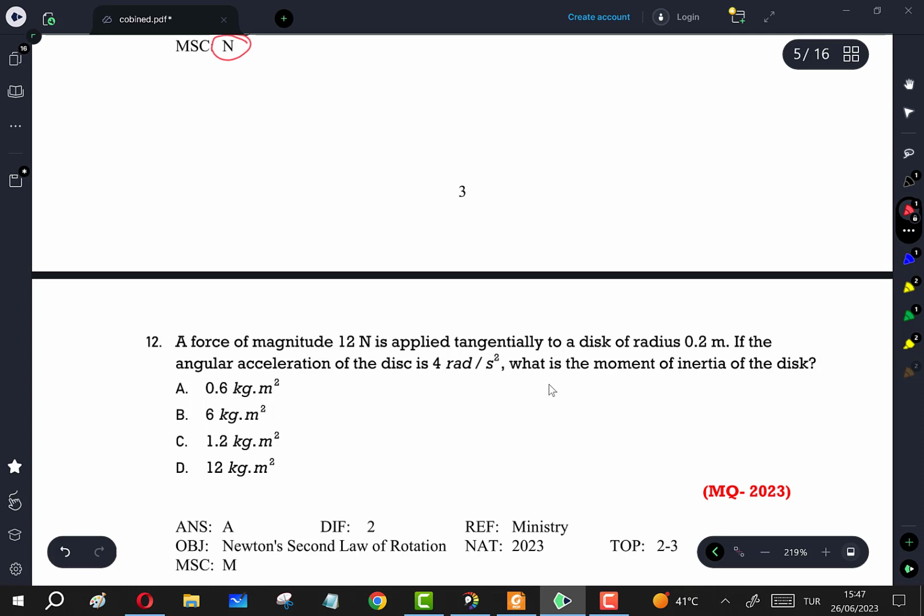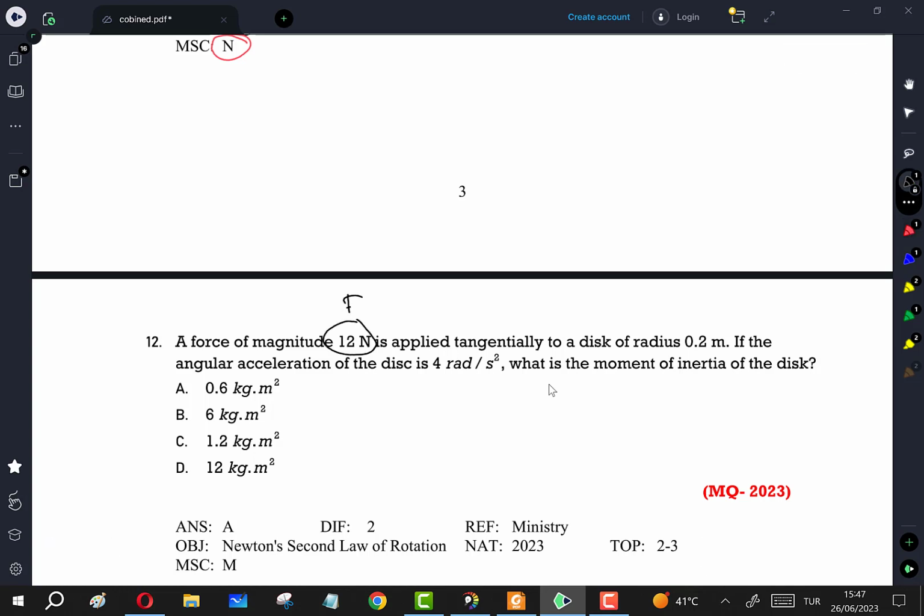Question number 12. It's a modified question, and this question was asked in the ministry, with the same structure but a little change, modified. A force of magnitude 12 Newton, which is F, is applied tangentially to a disk of radius 0.2. If the angular acceleration of the disk is 4 radian per second squared, which is alpha, what is the moment of inertia of the disk? I is the question.